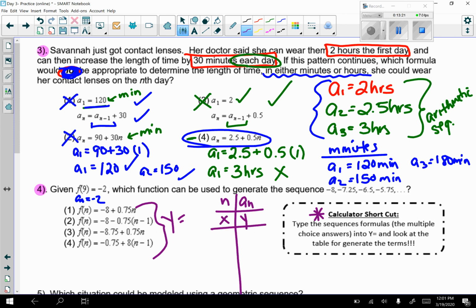So they told me the first term is negative 8. The second term is negative 7.25. The third term is negative 6.5. The fourth term is negative 5.75. And I'm also going to add this one that they gave me over here. The ninth term is negative 2. So now I'm going to go to my calculator.